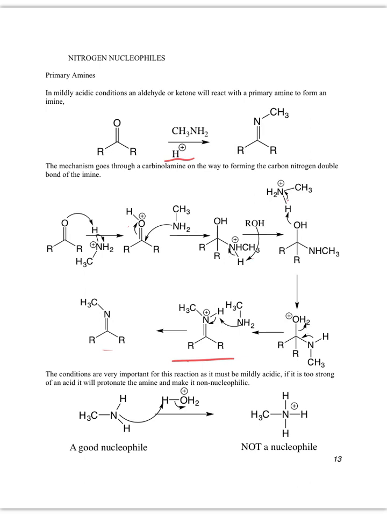And the conditions for this reaction are very important. It must be mildly acidic. If it's too acidic, all we'll do is protonate all of our amine, and all we'll have is the ammonium salt in solution, and that can't do anything. Okay, so we have to be careful what conditions we run the reaction under.